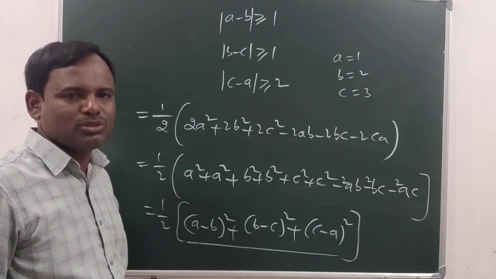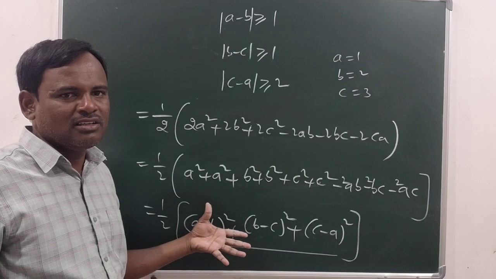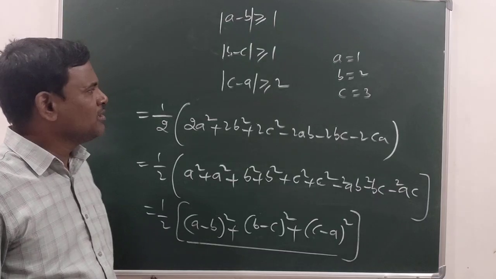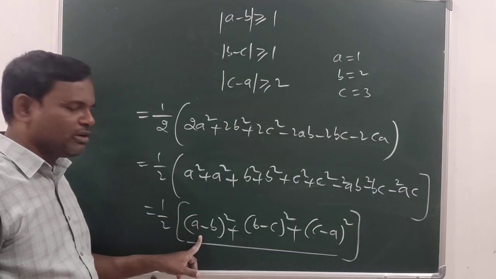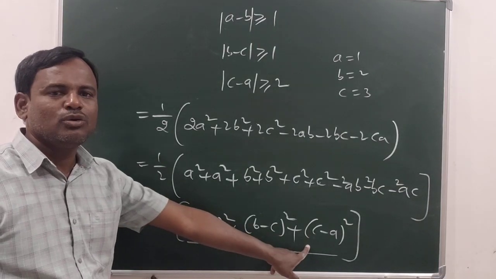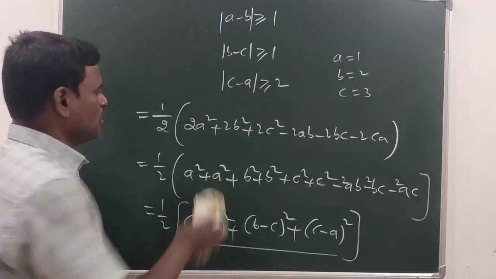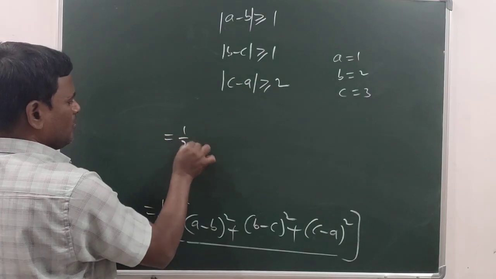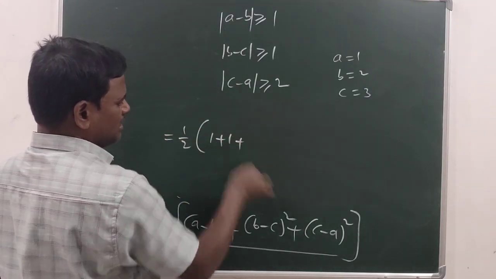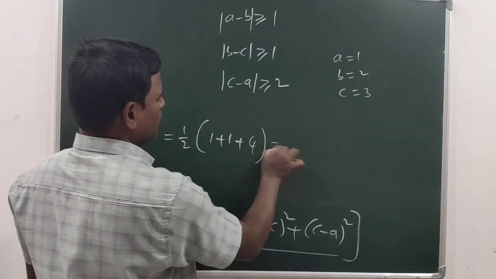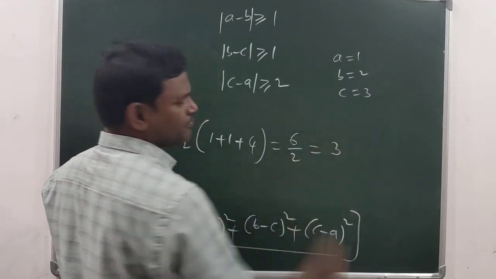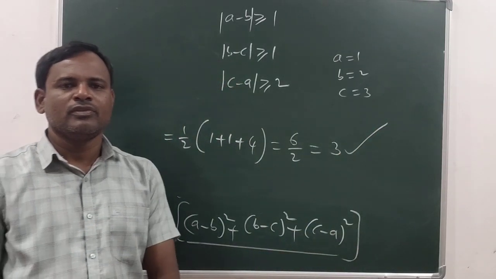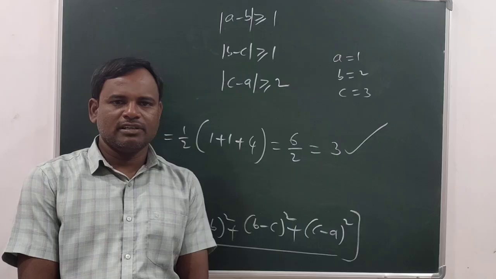Actually that was given in set builder form. We are converting into roster form, but we don't want all, just we want the minimum value of that entire set. So to get that minimum value, I am going to give this one as 1, this one as 1, this one as 2. See here, if you write those things here, then it will become 1 by 2 of 1 plus 1 plus, if you write here 2, it is going to be 4. So 6 by 2, 3. So this is the required minimum value of that given set. Thank you.